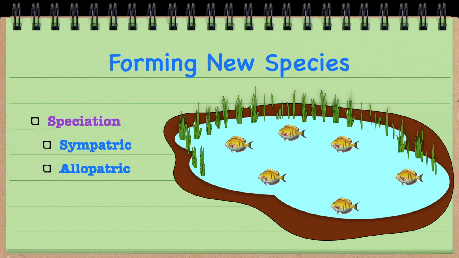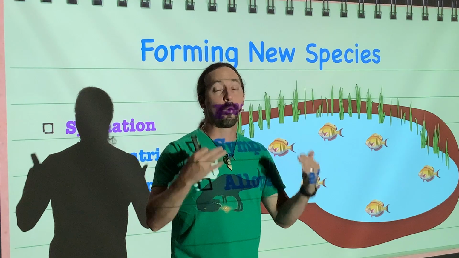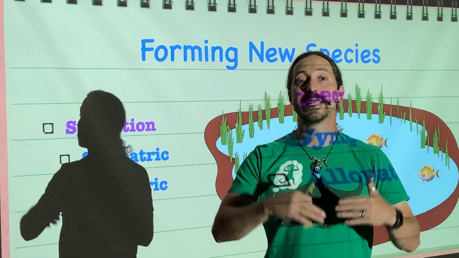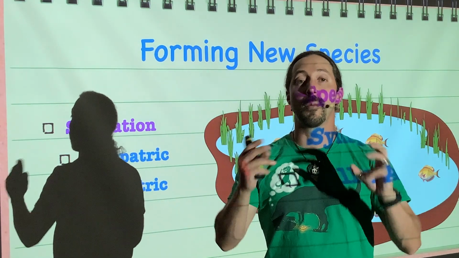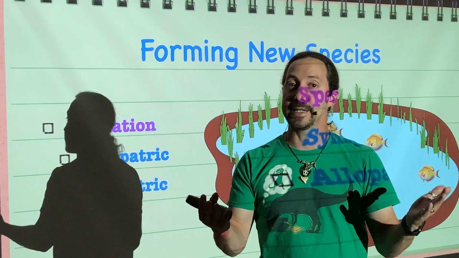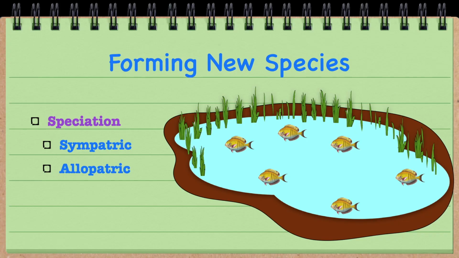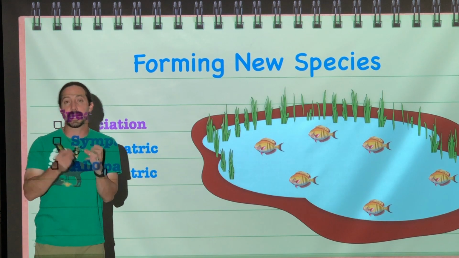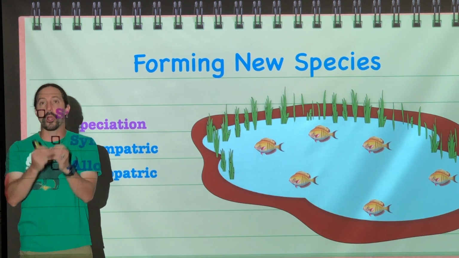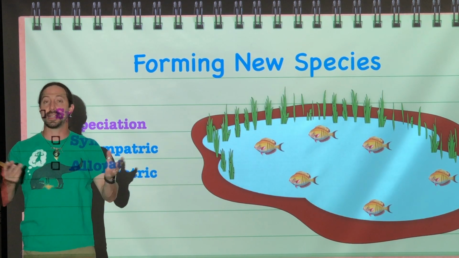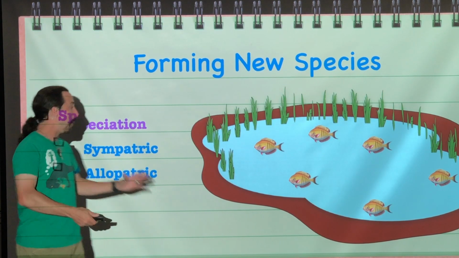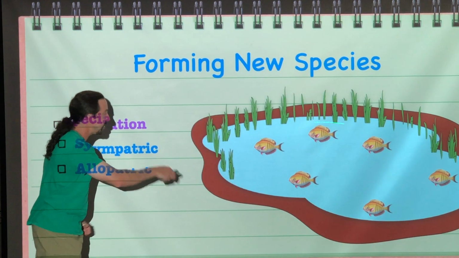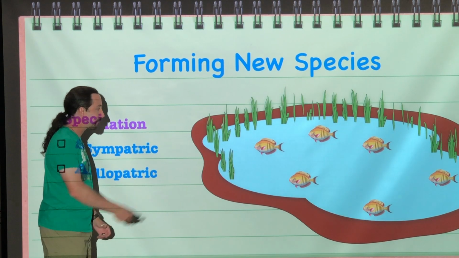And over time, within a population, new species can be formed. The formation of a new species is called speciation. And this formation can occur in two different ways. It can either occur sympatrically or allopatrically. In sympatric speciation, for whatever reason, some of the organisms in a population are going to become reproductively isolated from the others. But they do this within the same geographical boundary.